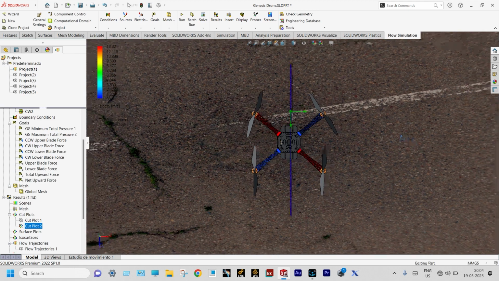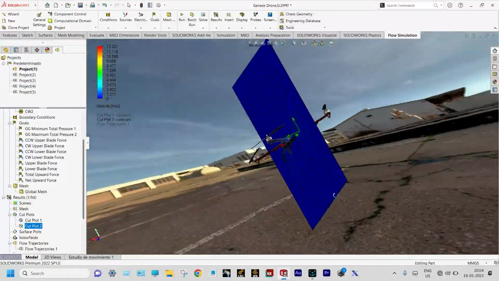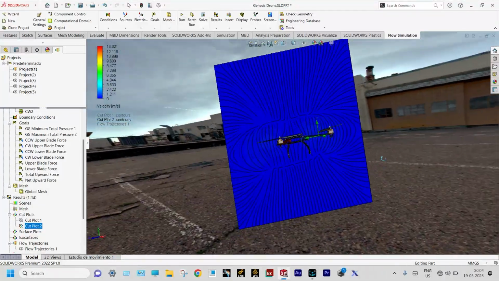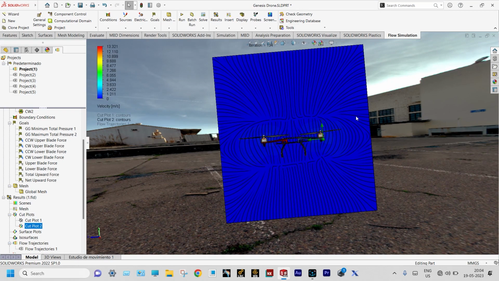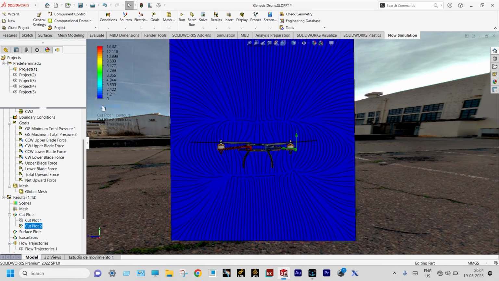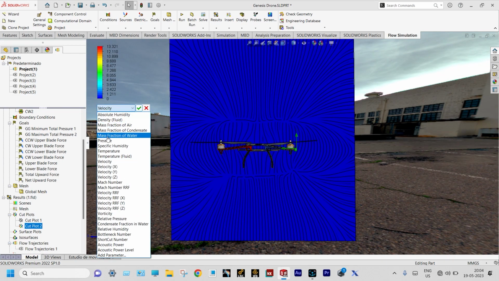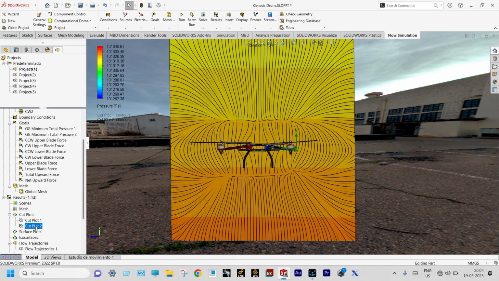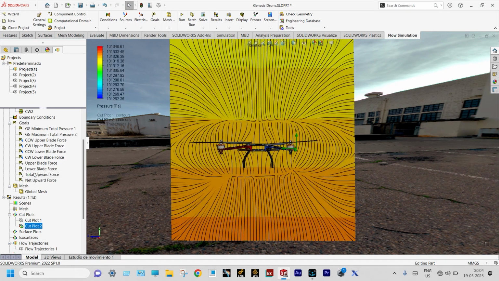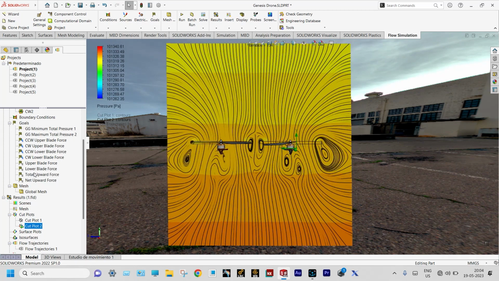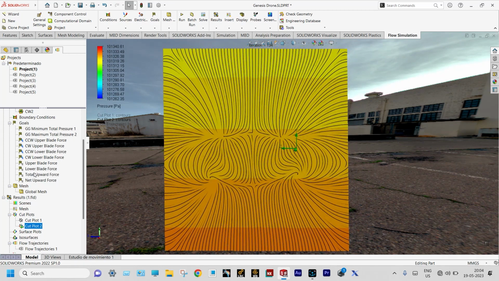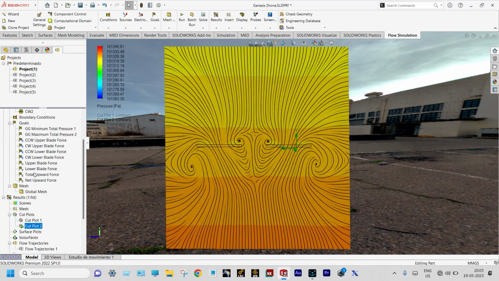So let us change the orientation. This is velocity profile, right? You can change it to pressure also. Let us change it to pressure. Let us play this one. This is pressure distribution from the remaining plane.